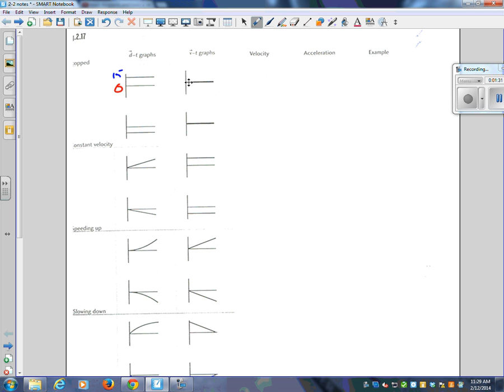The graph is a consistent 0. So the velocity time graph is here at 0. The velocity itself is equal to 0, so you should just write in here v equals 0. What is the acceleration equal to? It's equal to the slope of this graph, also 0. And the example is the sprinter at rest, stopped.